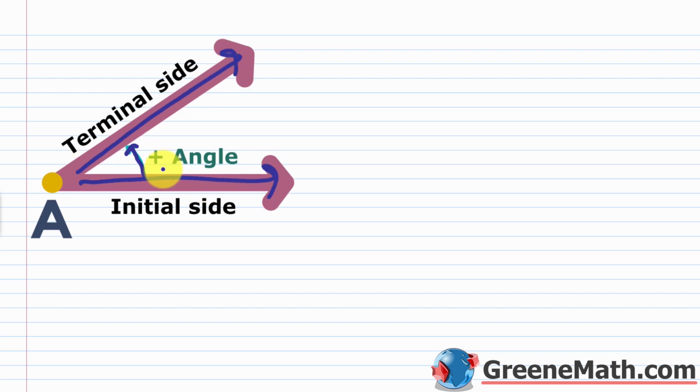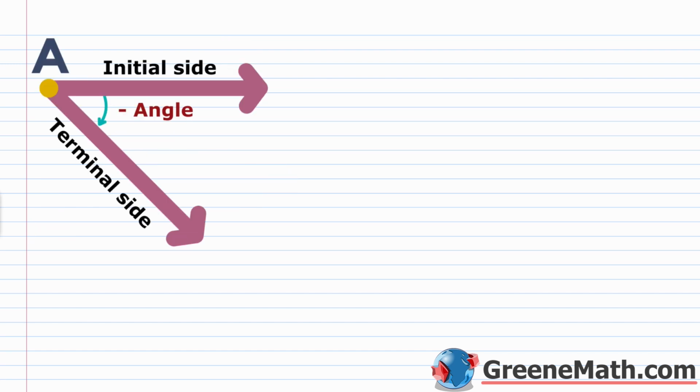Well, what happens is I generate a positive angle. Okay, now if I go the other way, if I go clockwise, I'm going to generate a negative angle. We'll talk more about this as we progress through the course, but basically if I started this way and I went that way, okay, now I'm generating a negative angle.